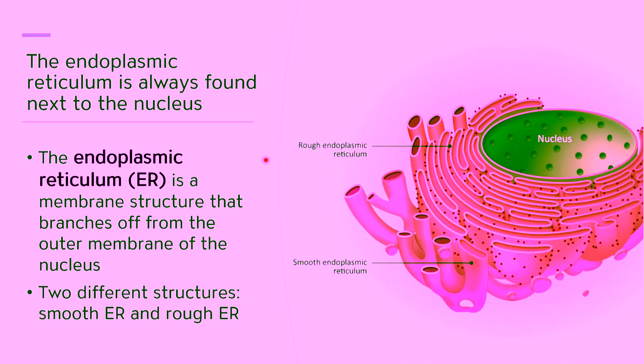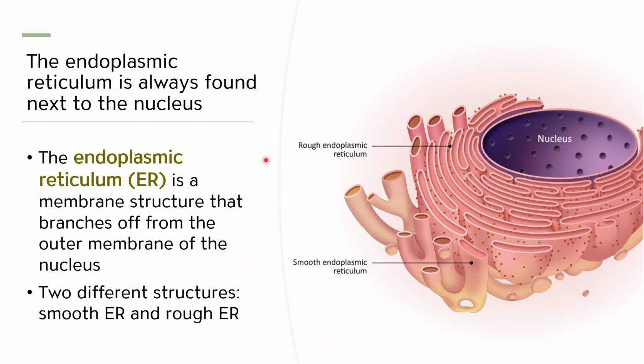Then always next to the nucleus is the endoplasmic reticulum. We just call it the ER because that's much easier. So this is an entirely membrane structure. And as I said, it's always next to the nucleus because the first part, the rough ER, is actually connected to the outer membrane of the nucleus.